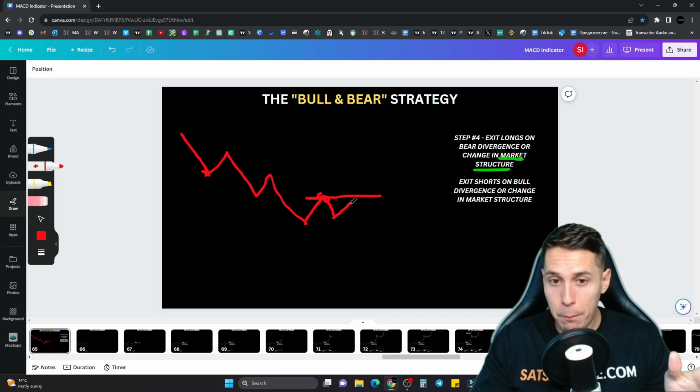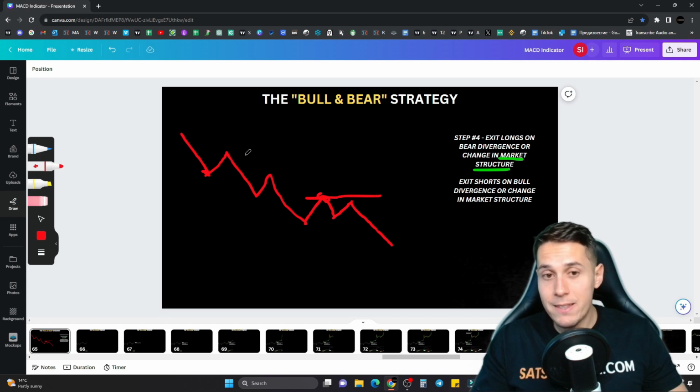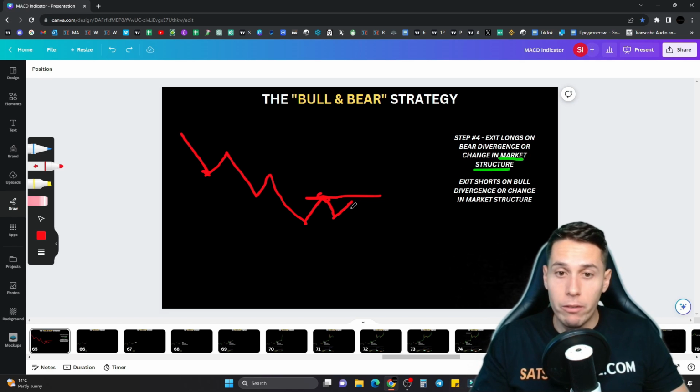Now what might happen in this example is that the price might go down here and continue the downtrend. That's totally fine. You're still gonna be in this trade because your order was above this level right here, and you wanna be in this trade because the downtrend continues. However, if price breaks above this high right here, then this is a change in market structure, because now we have a bullish market structure.